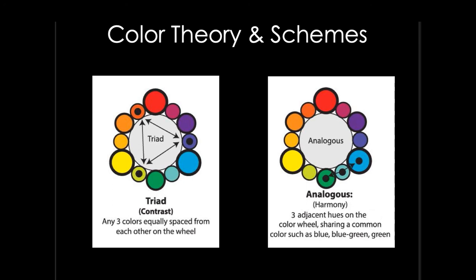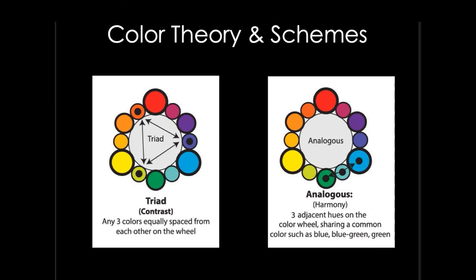Analogous is one that I taught during Art 1, but it's not really fully understood. So let's go back to it again. Analogous. These are harmonious colors. They are harmonious because they share a common color. All right, so it's just 3 colors right next to each other on the color wheel, sitting next to one another. And they usually have a common thread, or they do have a common thread of one color.